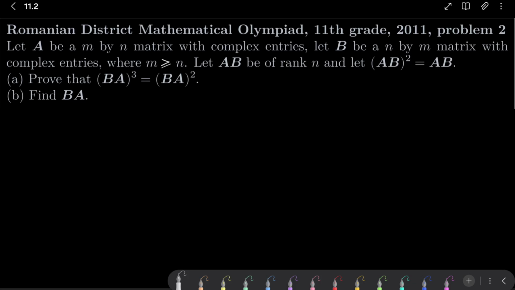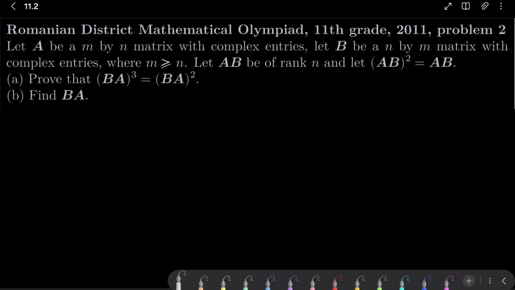Let A be an m by n matrix with complex entries. Let B be an n by m matrix with complex entries. And let m be greater than or equal to n. Moreover, let the product AB be of rank n, and let (AB) squared be equal to AB. We wish to prove two things.